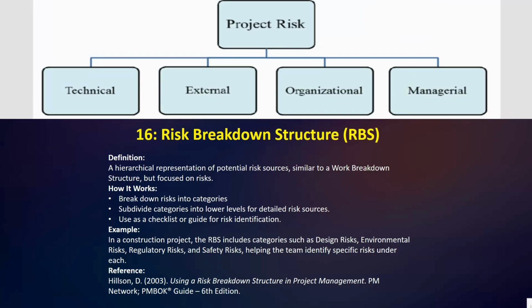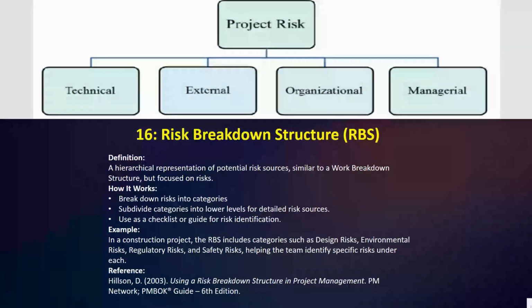You can see here a hierarchical representation of potential risk sources, similar to a work breakdown structure but focused on risks. How it works: break down risk into categories, subdivide categories into lower-level detailed risk sources, then use it as a checklist or guide for risk identification. First, you create a structured list starting with broad risk categories like technical, external, or management risk. Here you can see in a picture we have an example.